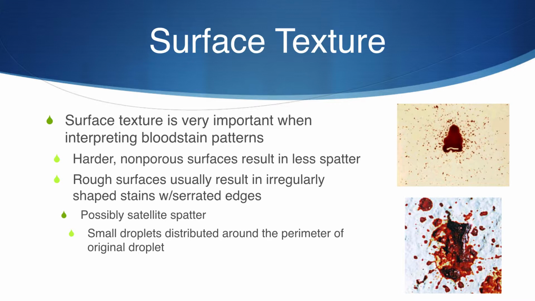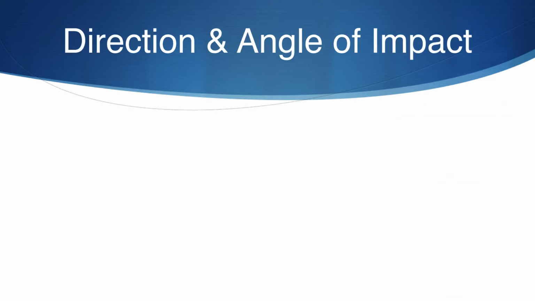A rough surface usually results in irregular shaped stains and with serrated edges, so edges that kind of spike out. It also has the possibility that satellite splatter, which are small droplets that are disrupted around the perimeter of the original droplet, can form because of the irregular surface or rough surface, which is the bottom right picture.